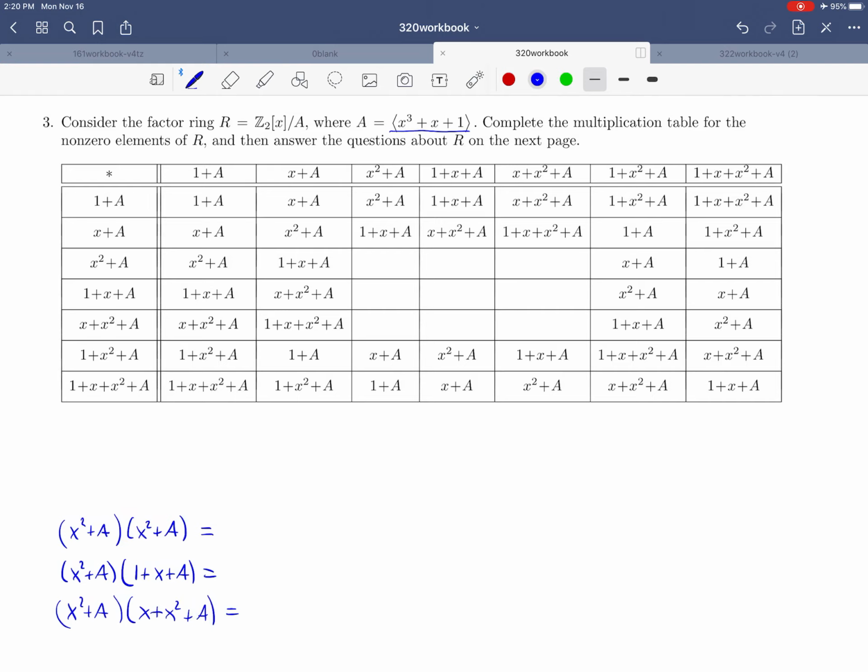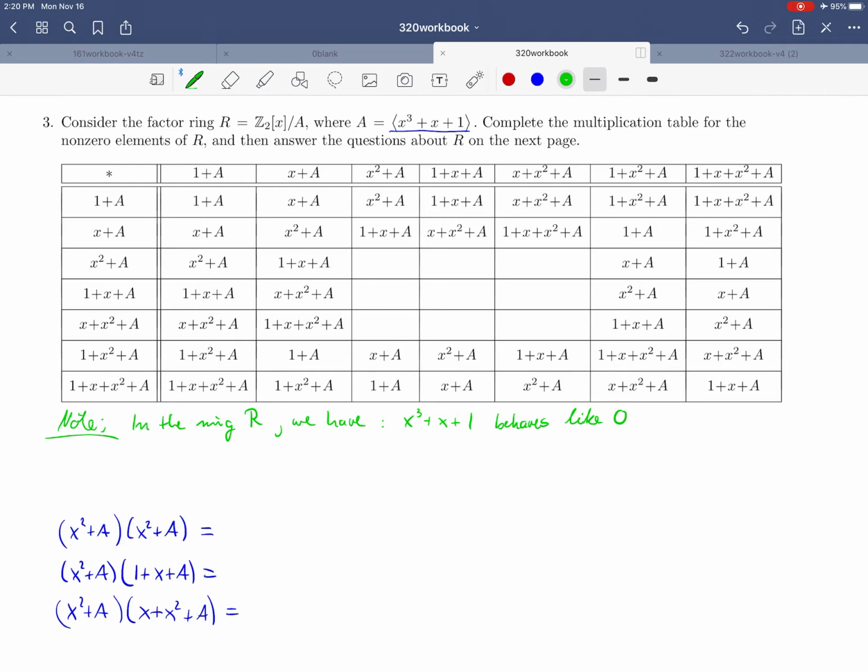So in general, what are some relationships that we can use in this ring when we are doing these coset computations? In the ring R, we have that x cubed plus x plus 1 behaves like 0. So x cubed plus x plus 1 in coset calculations behaves like 0.